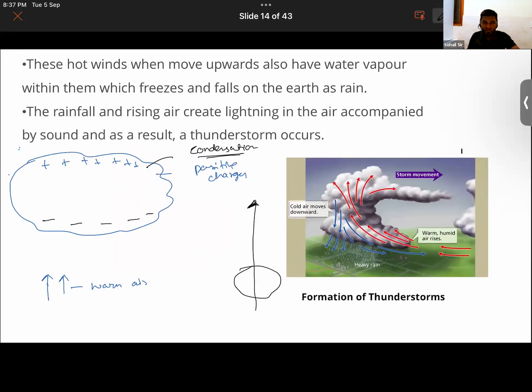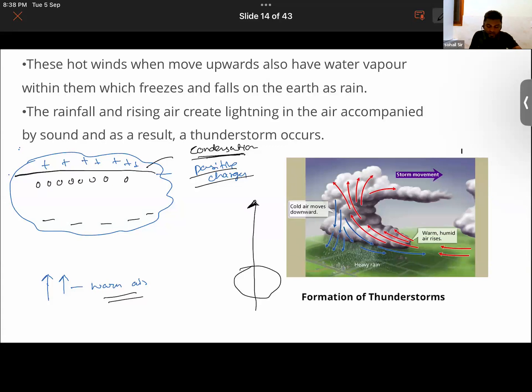So two things are there. First thing is that warm air rises up and it forms cloud, and the upper layers of the cloud generate positive charges, while when condensation happens, the water droplets are formed. जब condensation होती है, water vapors change into raindrops.